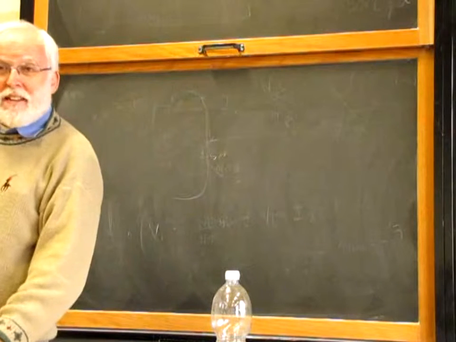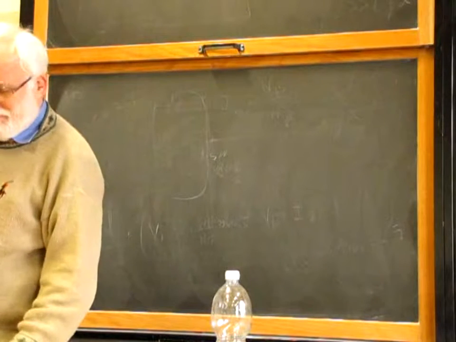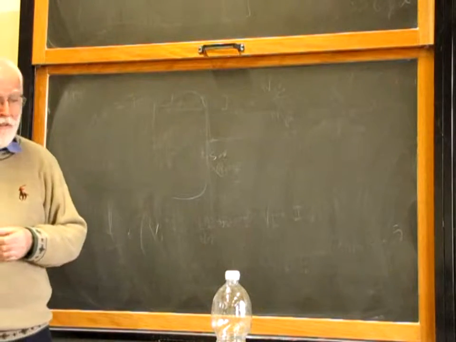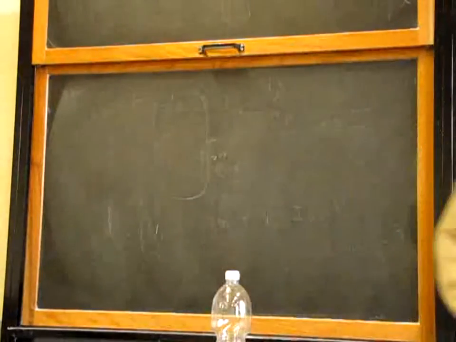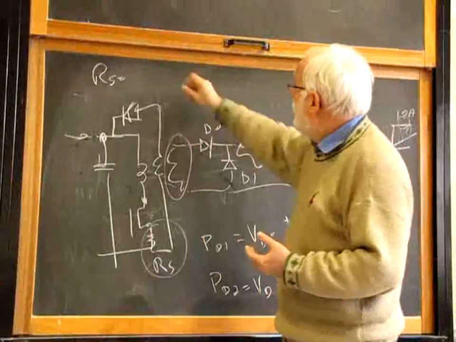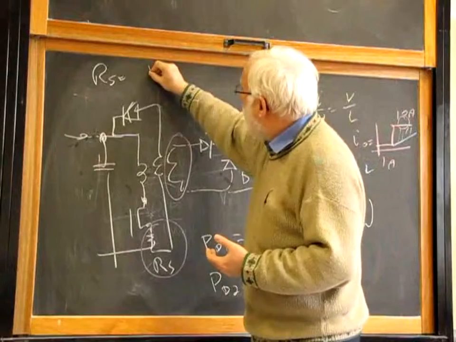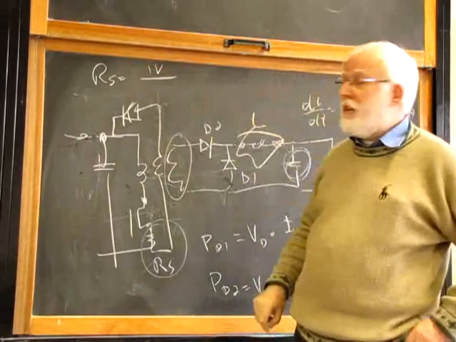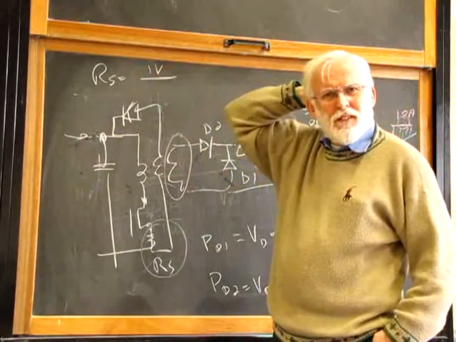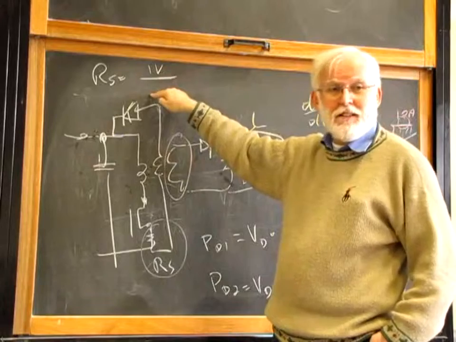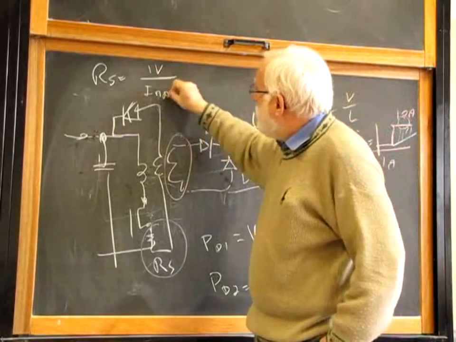The next step will be the magnetic design. Not in this case, unfortunately. RS? Oh, yes, RS. Like any resistance, it's just the ratio of voltage divided by current. RS is equal to voltage, 1 volt if we use a 1 volt standard IC controller, divided by the I max on the primary side.